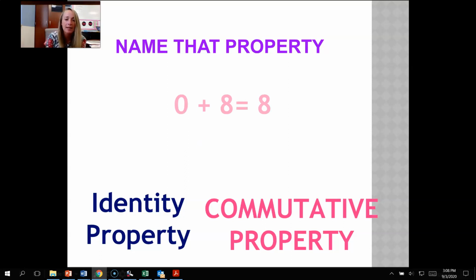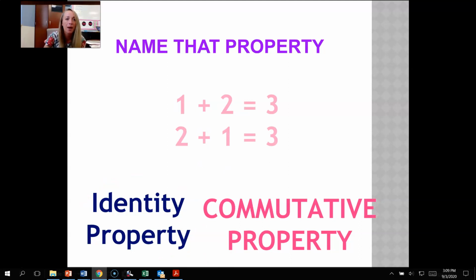What about this one? 0 plus 8 equals 8. Is that the identity property, or is that the commutative property? That is the identity property. Any number sentence that has a 0 in it is considered the identity property.